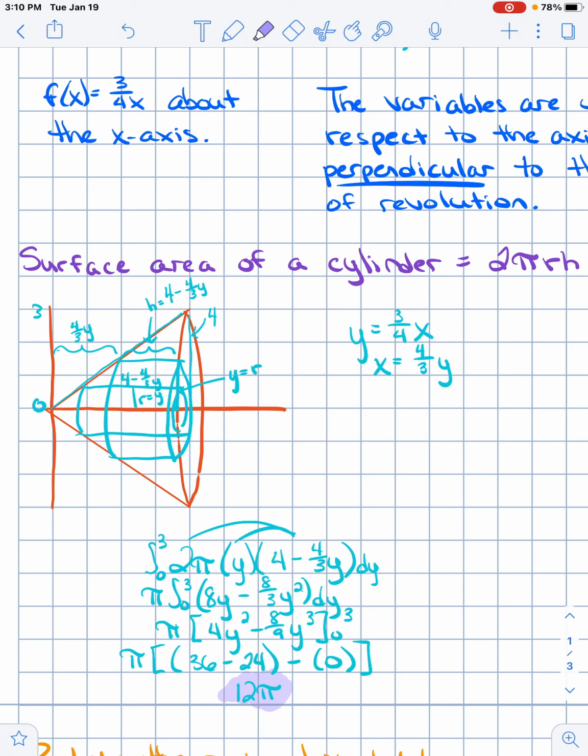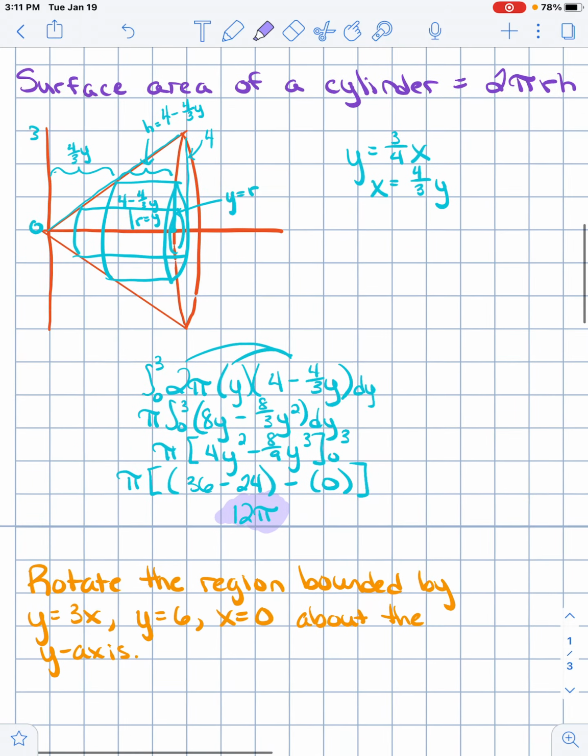Now I hope you're thinking, and you're probably thinking, why on earth would I use the shell method when the disk method is so much easier? Why would I ever do that? And I'll show you, because there are times when I use the disk method and there are times when I use the shell method. So let's look at another example.